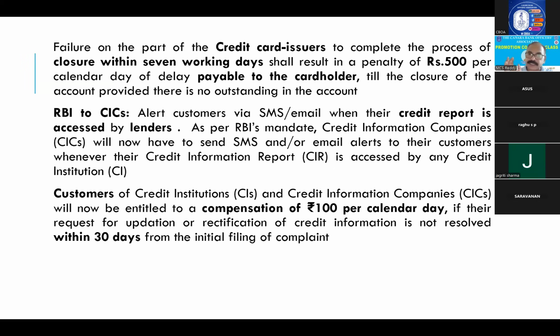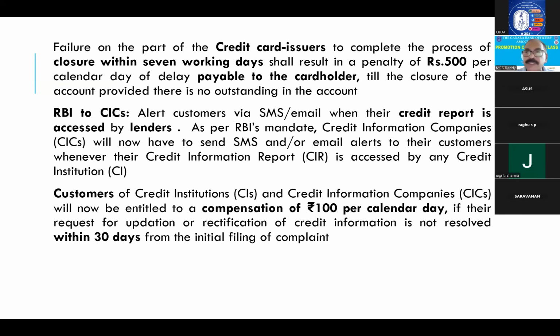Next, customers of CICs will now be entitled to compensation of rupees 100 per calendar day. What is this compensation here? Suppose any mistakes are there in the credit report of a customer. The customer may bring it to the knowledge of either the CIC, that is the credit information company, or the bank. If it is a complaint to the bank, what does the bank have to do? Maximum within 24 days, they have to send it to the CIC, and the CIC has to rectify the mistake within the next 6 days. So total within 30 days, they have to settle the customer complaint.